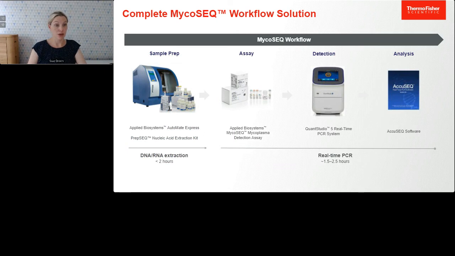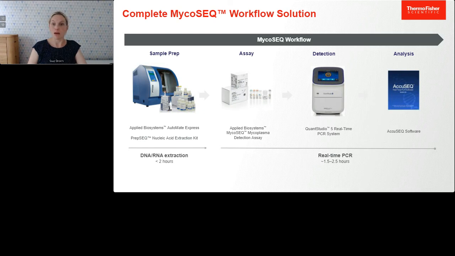Here is the overview. First, we start with nucleic acid extraction. That is using our magnetic bead-based PrepSeq chemistry. Extractions can be performed either manually, or we can use an automated Express instrument, which is pictured here on the left. This is for fully hands-free processing of up to 13 samples at a time.